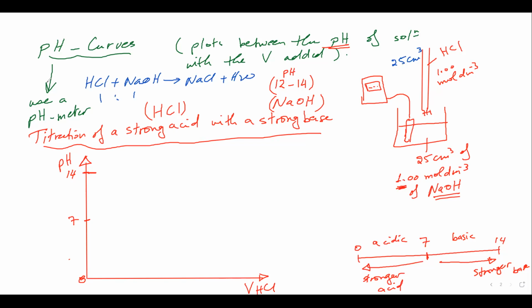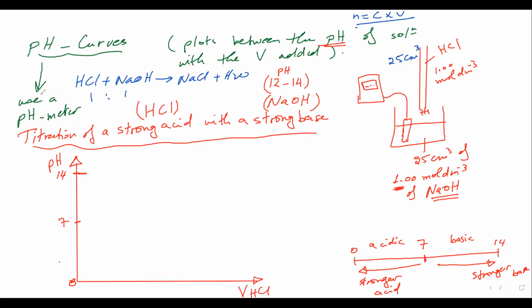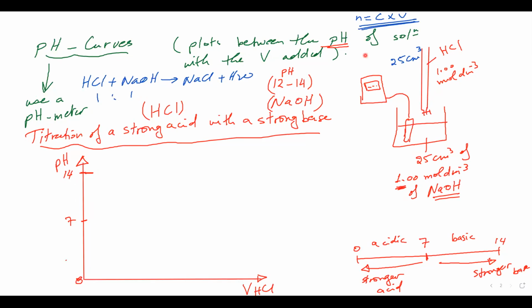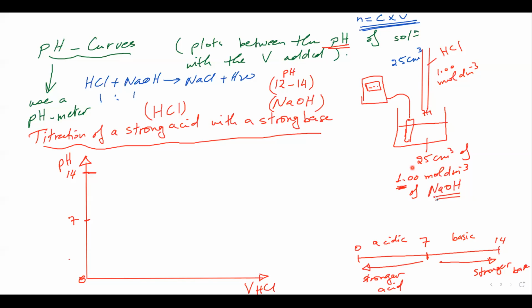So we know that since both of them have the same concentration, both of them have the same number of moles, and we know from O level and AS that the number of moles is equal to the concentration times the volume. So if they have the same number of moles and the same concentration, this means that the volume should be equal, which means that there should be 25 centimeter cube of HCl that is going to neutralize the 25 centimeter cube of sodium hydroxide, and this is the equivalence point. So the equivalence point here will be at 25 centimeter cube.